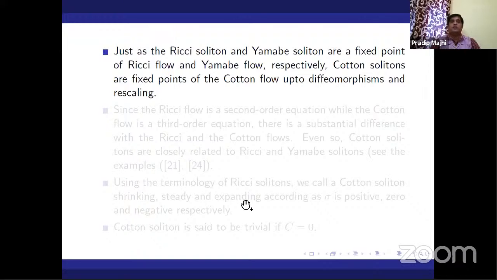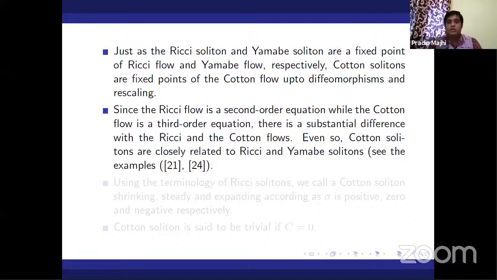Just as Ricci solitons and Yamabe solitons are the fixed points of the Ricci flow and Yamabe flow that we already defined, cotton solitons are the fixed points of the cotton flow up to diffeomorphism and scaling. Since the Ricci flow is a second order differential equation and the cotton flow is a third order differential equation, there is a substantial difference between the Ricci flow and the cotton flow. Even so, cotton solitons are closely related to Ricci and Yamabe solitons.